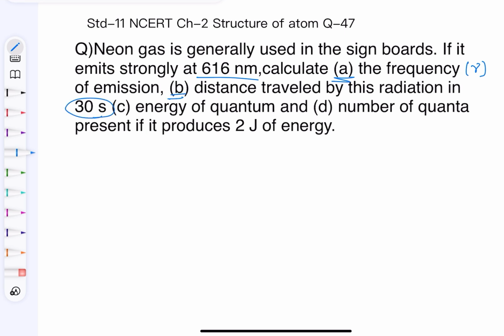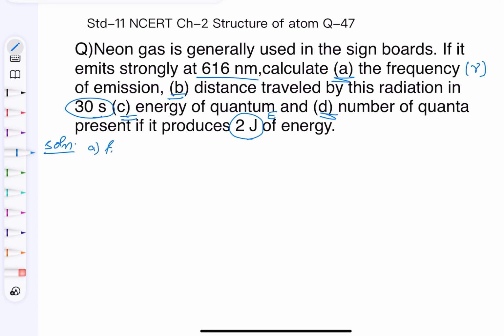Time is given to you. Thirdly, you need to find out the energy of quanta E. And lastly, you also have to find out number of quanta present if it produces 2 joules of energy. Okay, let us try to solve this step by step. Fine. So for A, you are asked to find out the frequency.